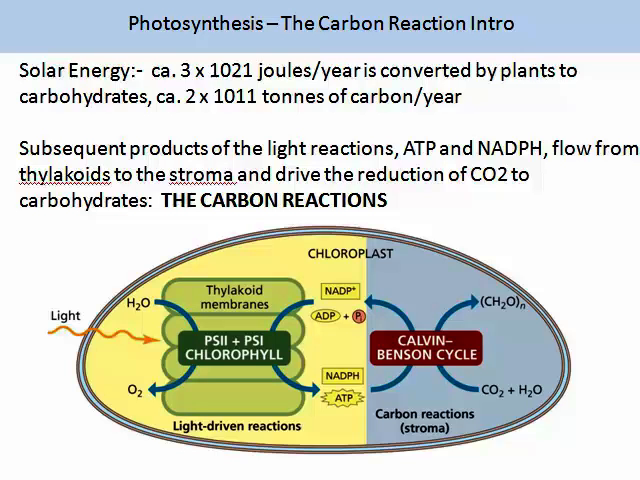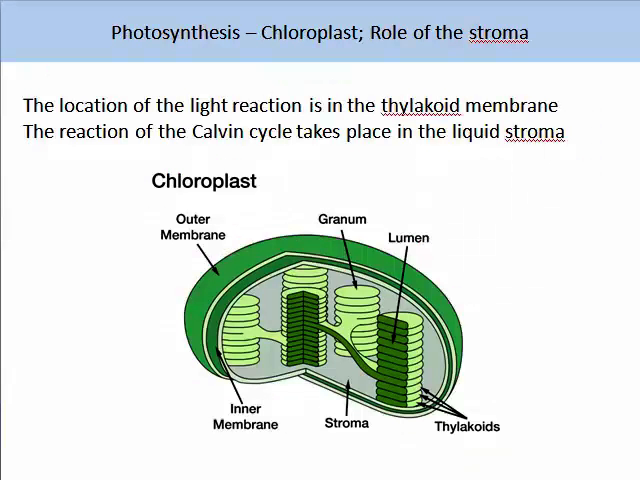Some of the subsequent products of the light reactions are the compounds ATP and NADPH, and these flow from the thylakoids to the stroma. The thylakoid membranes are where the light reaction occurs. They then flow into the stroma. They drive the reactions of CO2 and the production of carbohydrates. And it is this process that is the carbon reactions.